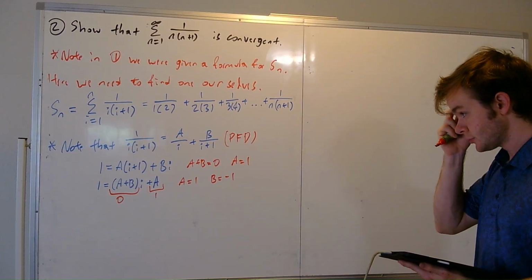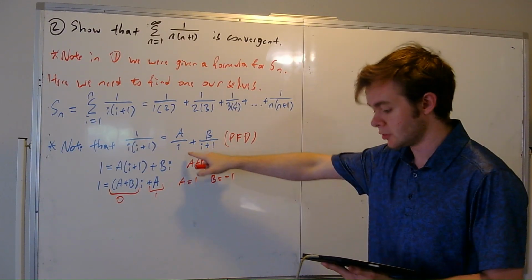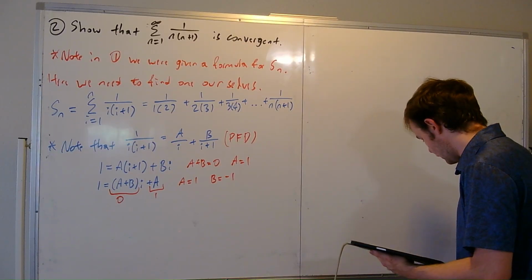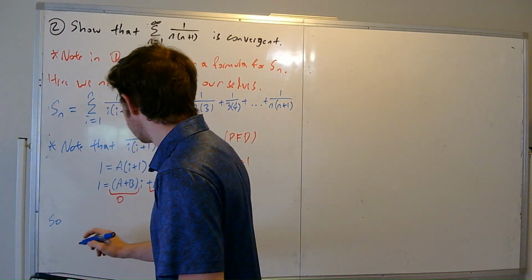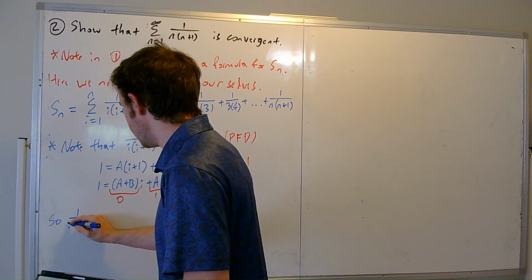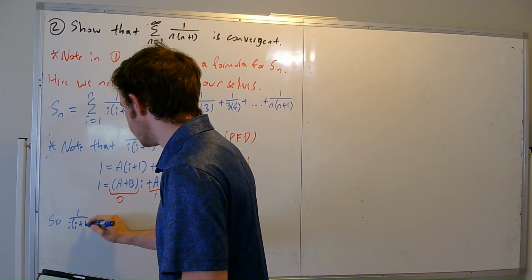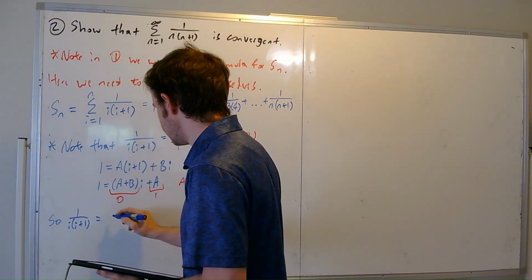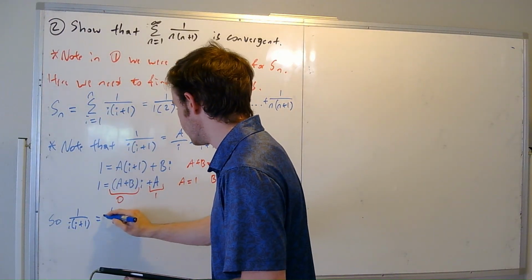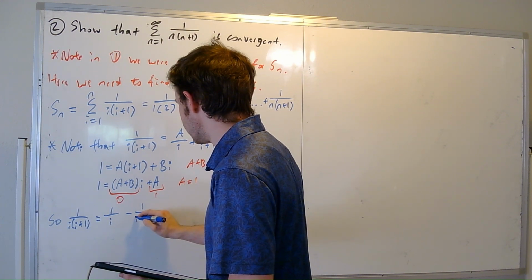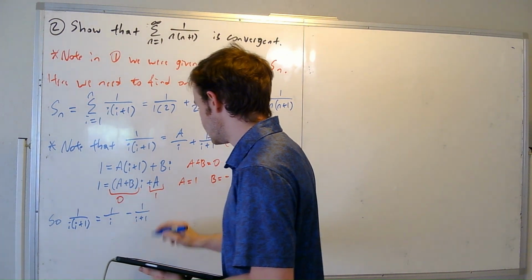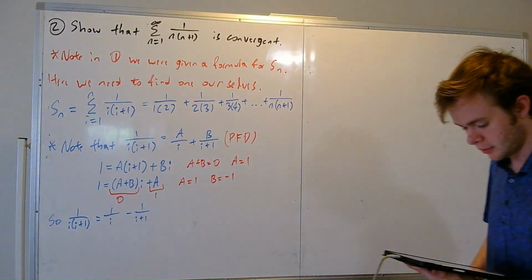Okay, so now we can actually rewrite this. So 1 over i times i plus 1 is equal to, so we said A was 1, so 1 over i minus 1 over i plus 1. Okay, so we can break it up like that.